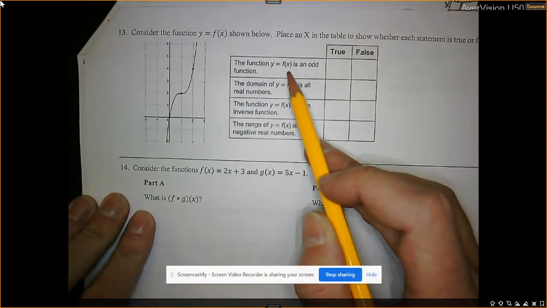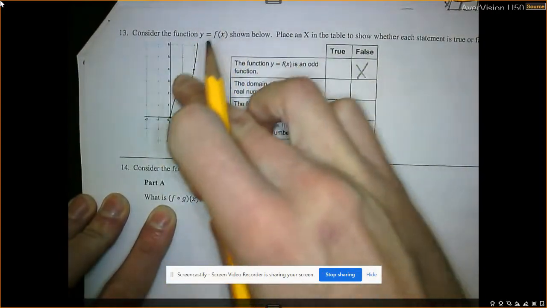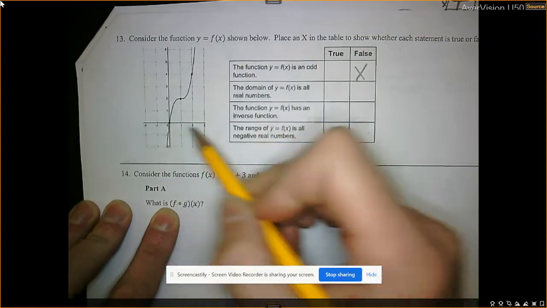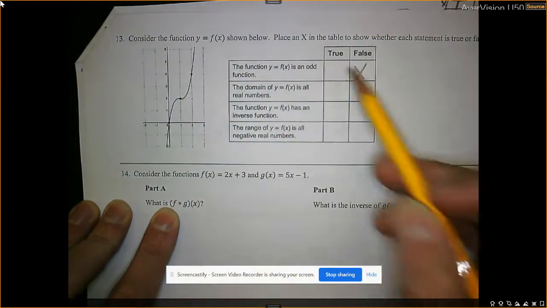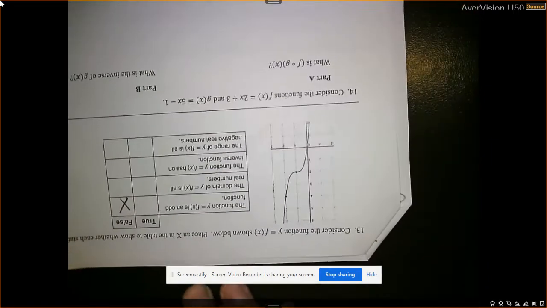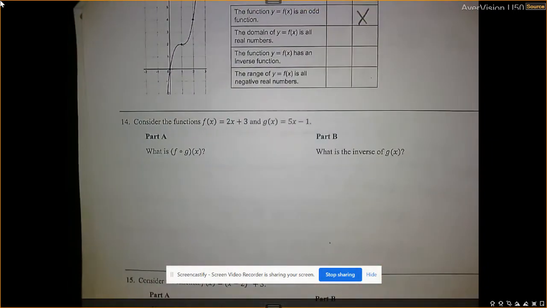The function y equals f of x is not odd because there needs to be rotational symmetry about the origin. Okay, so if the vertex was at the origin, then it would be true. But since it is not, I rotate my paper. Nope, doesn't look the same. So it is false.